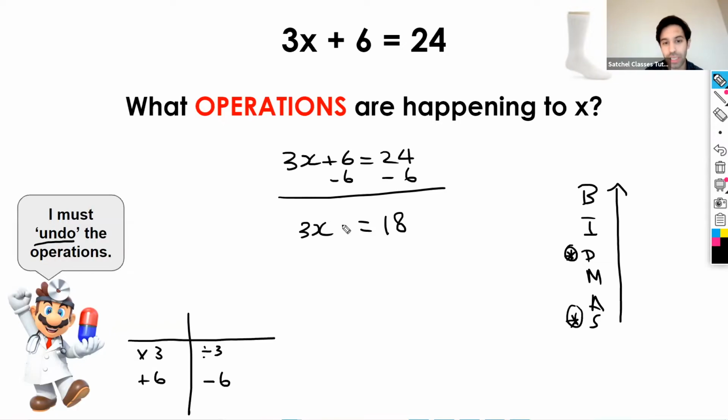Now I have a one-step equation, similar to what we saw on the previous slides. 3x is equal to 18. So I've done this bit. Now I need to divide both sides by 3.